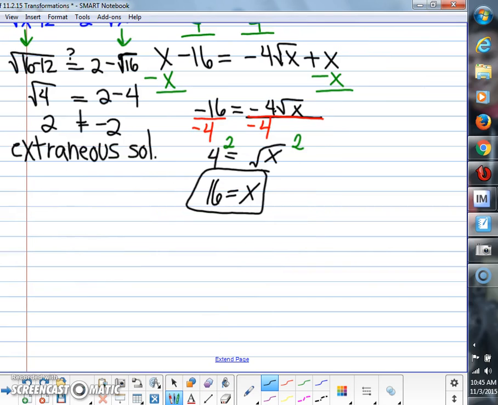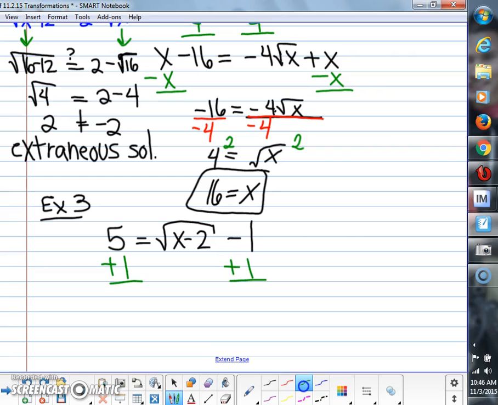Example 3. 5 is equal to the square root of x minus 2 minus 1. Okay, first thing we're going to do is add 1 to both sides. 5 plus 1 is 6. 6 is equal to the square root of x minus 2.